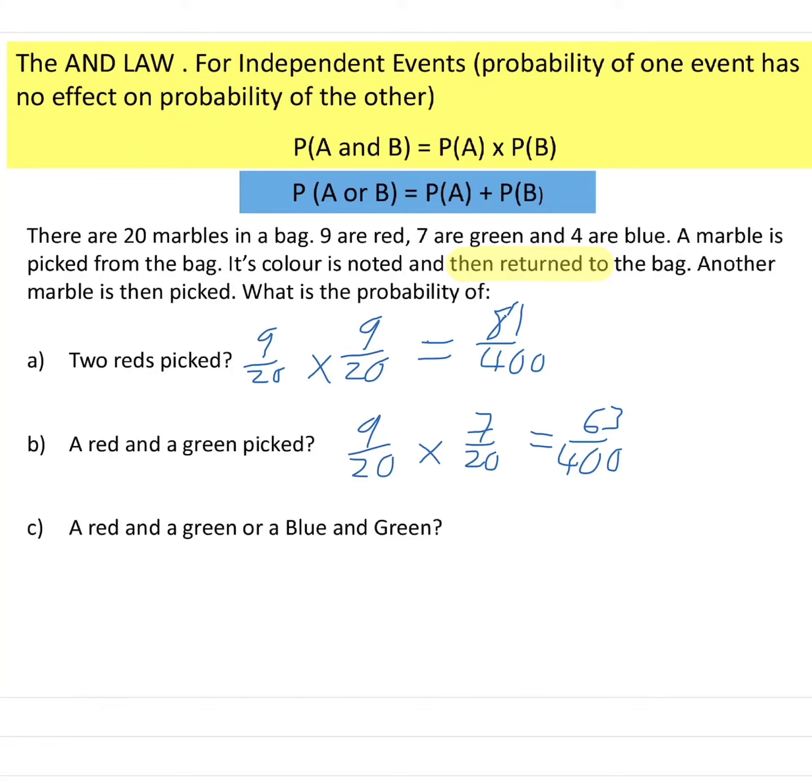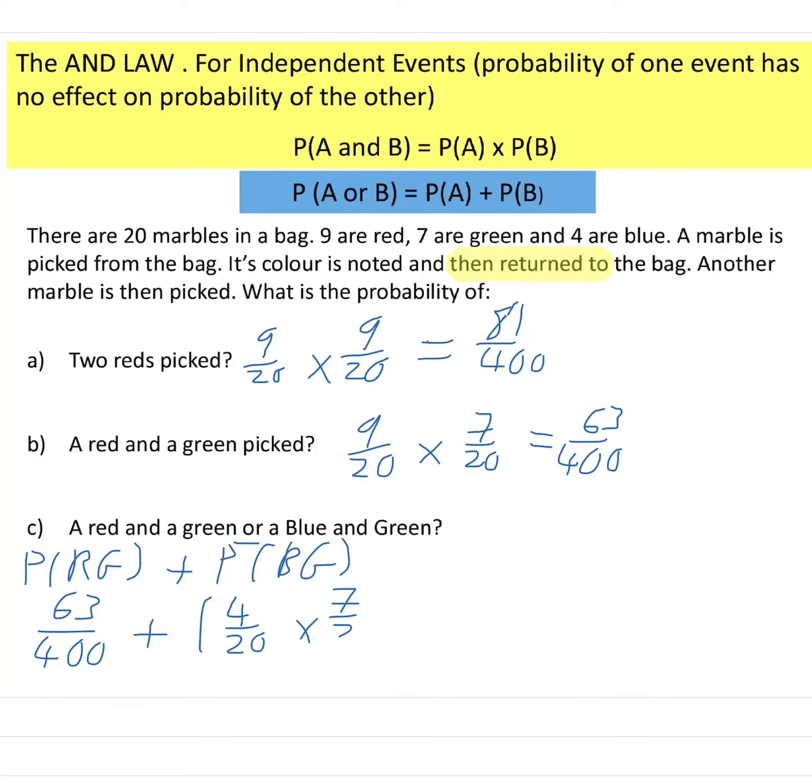Last one now, a red and a green, or a blue and a green. So the probability of red and green plus the probability of blue and green. We already know that the probability of red and green is 63 out of 400. Now for blue-green, probability of blue is 4 out of 20. Green is 7 out of 20. So multiplying this, we have 28 out of 400. And let's add that now to 63 out of 400. So doing that gets us 91 out of 400. And that's our answer.